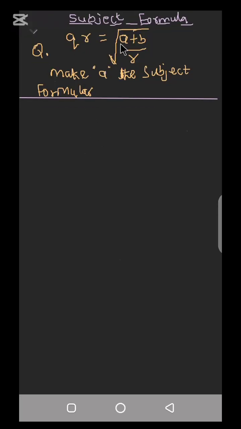I want you to take a look at this question here. It says QR is equal to the square root of A plus B, all over R. Make A the subject of the formula. Now, when you hear a statement like that, what comes to play? Think about it like a soldier that was deployed for a rescue mission, and he has to bring the target safe and sound. That is the mission.